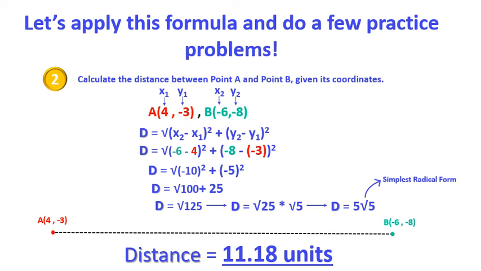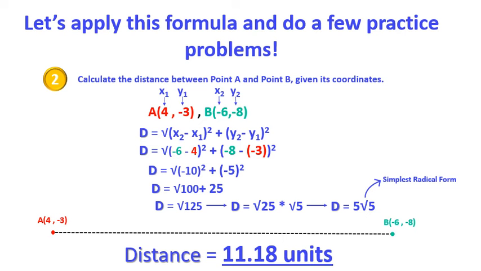Number 2, calculate the distance between point A and B given its coordinates. First, we'll assign the components in the formula their value based off the order we see them in. So we'll denote 4 with x1, -3 with y1, -6 with x2, and -8 with y2. Now we simply plug them into the distance formula, which states distance equals the square root of (x2 minus x1) squared plus (y2 minus y1) squared.